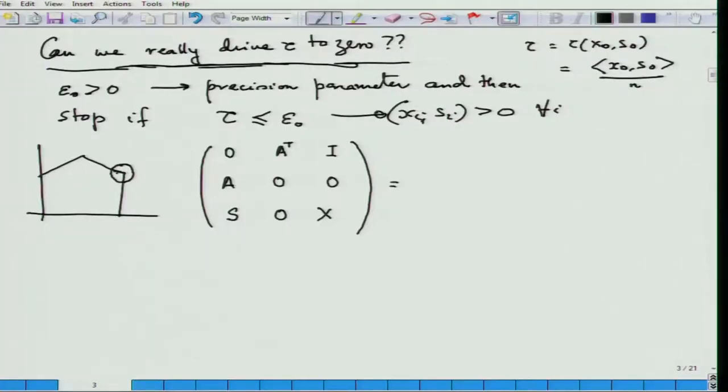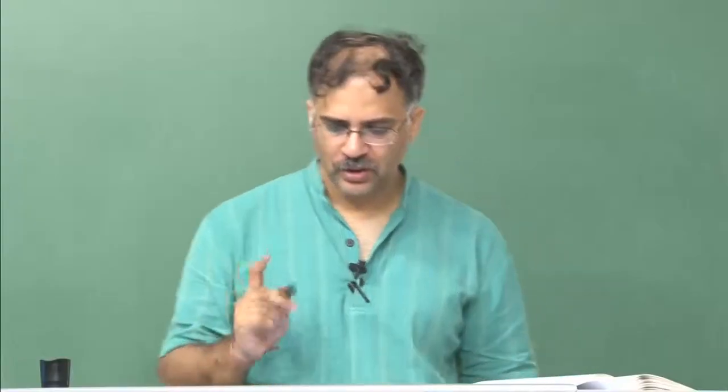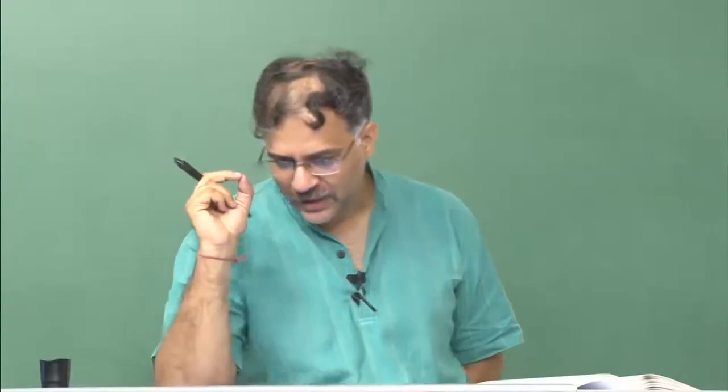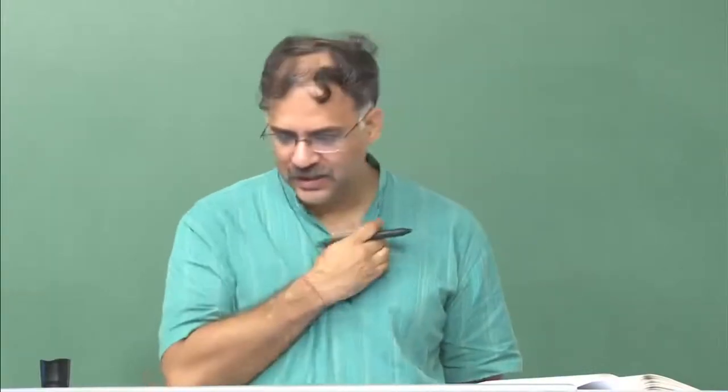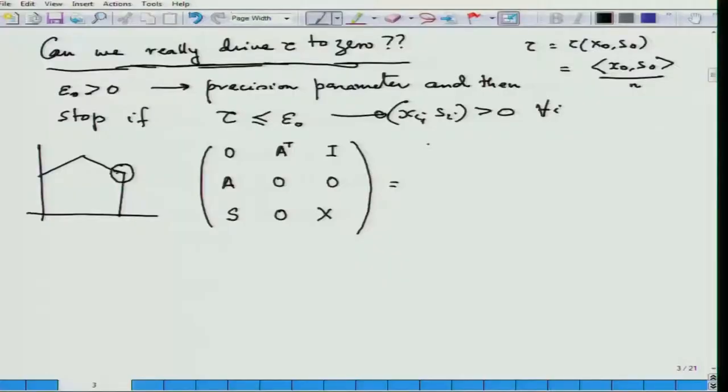So, then you use that tau in the equation, but you cannot have tau exactly, for every i, xi si need not be tau. So, what you do, you put in a centering parameter. Basically, instead of putting mu e in the equations, what you will have is xs e equal to sigma tau.